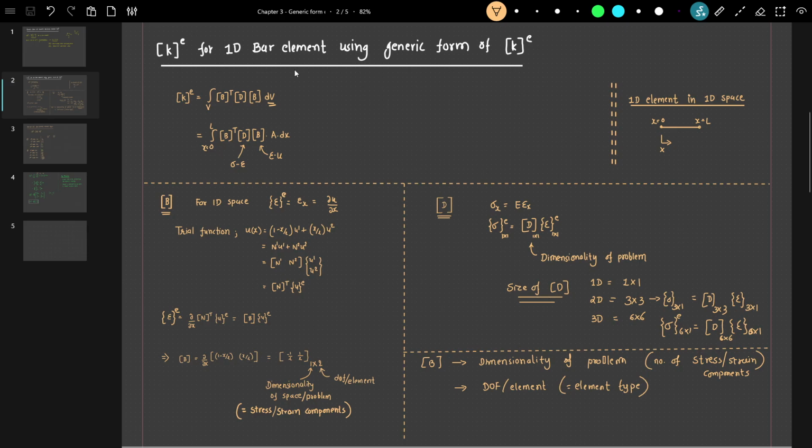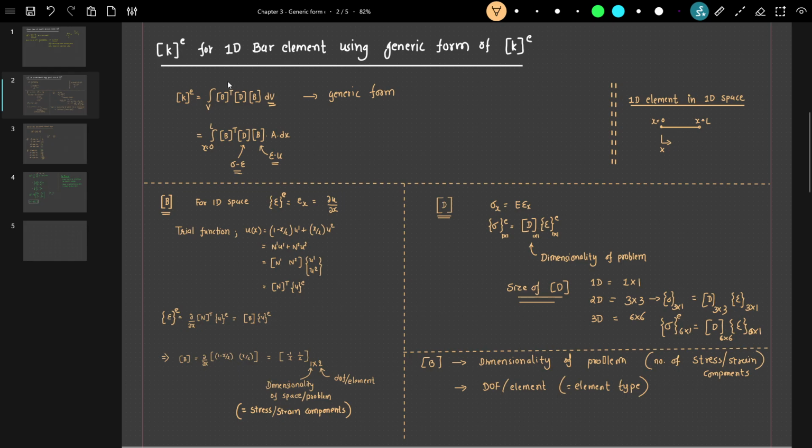Now, in this lecture, we will see the element stiffness matrix for the 1D bar element. We will derive it using the generic form of K. Okay. So, in the last lecture, we have seen this is the generic form, where B is the strain displacement relationship matrix and D is the stress strain relationship matrix.